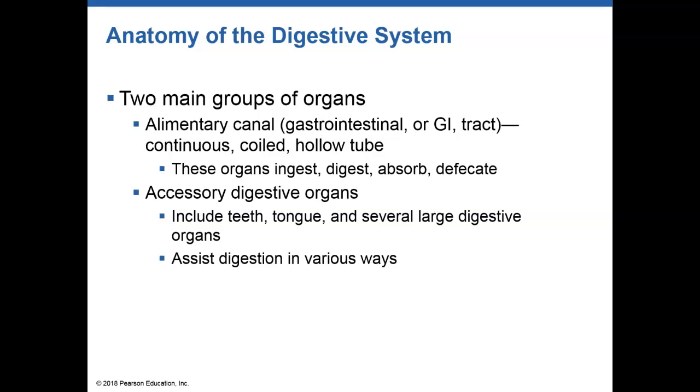But we also have multiple accessory organs which we need to help us to digest and absorb the foods. So our teeth and tongue, we have salivary glands, we have our pancreas and our liver, we have lacteals that help us in absorbing fats. So they're all important in this digestive tract.